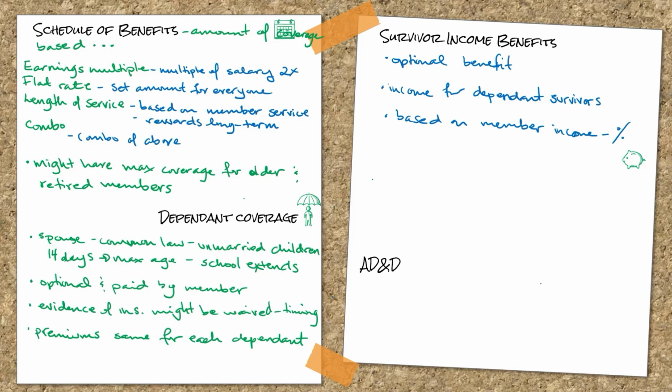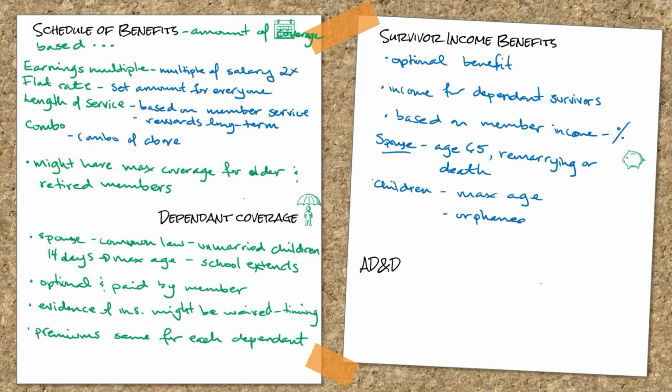For a spouse, it will continue until age 65, when they remarry, or when they die. For children, there's usually some sort of a maximum age, so perhaps it could be age 21. And it is possible that if the child is orphaned as a result of the member's death, then they might receive an additional survivor income benefit, or more survivor income benefits than somebody who is not.